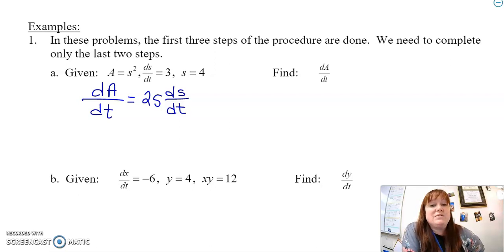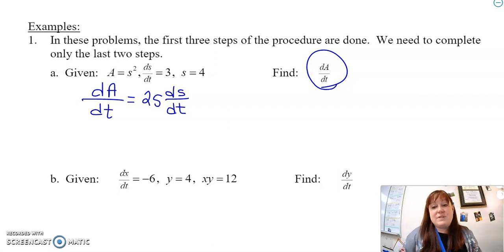Now I'm trying to find dA/dt, right? This means how is the area changing with respect to time? So I differentiated it. I already have dA/dt by itself, and I actually know some of this information. It says the rate of change of the area equals 2 times the side length at that moment times the rate of change of the sides. Okay? What is the rate of change of the sides? Well, it's 3.